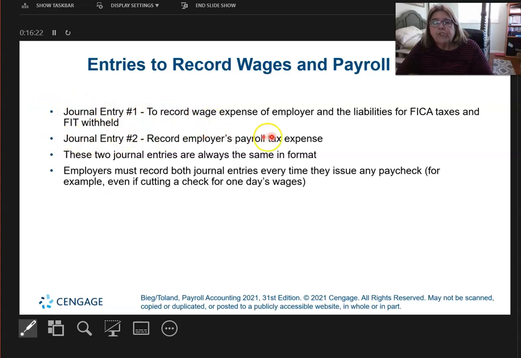Journal entry number 2 is to record my employer payroll tax expense. So this is the money that I incur for payroll taxes. Okay, and they're always done exactly in the same format. So really there are only 2 journal entries when we're looking at this. So let's take a look at these journal entries.